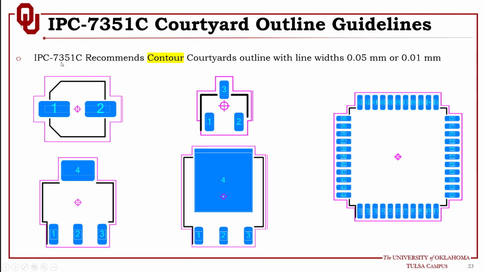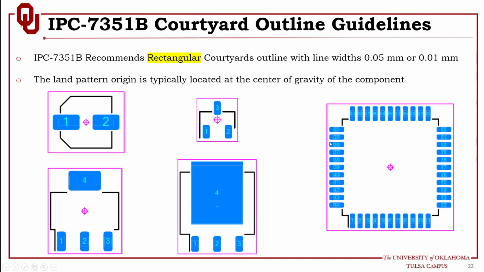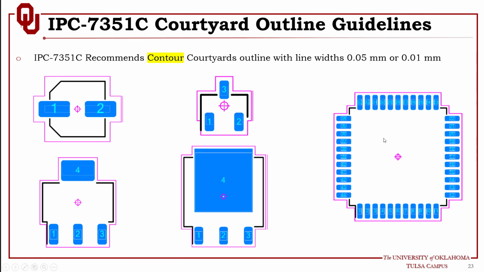Now 7351C, the latest one, recommends the contour courtyard outline with the same line widths. This is not a typo. So basically the contour will go over the component to show also the features of the component, where you have pads or you have corners and stuff like that. As you can see, look at the difference. It's just a rectangle here, and here you have a contour. It basically shows the features.